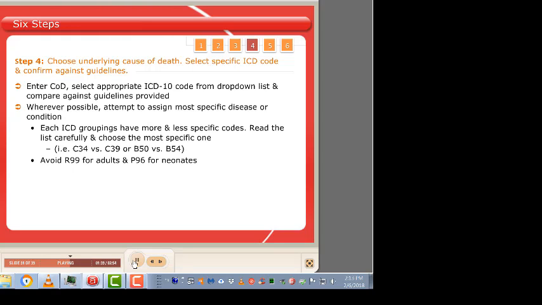or P96 for neonates. However, this should be avoided if at all possible. Remember that relevant keywords should always be noted as well as any thoughts that contributed to your indecision.